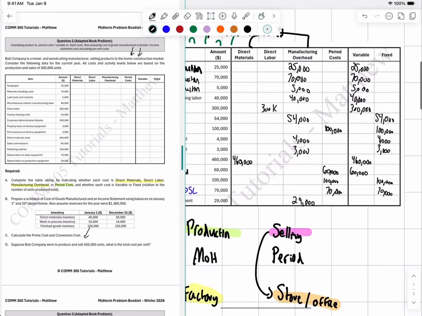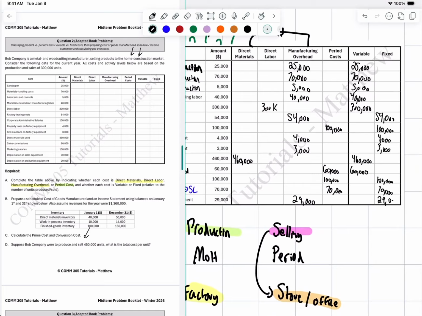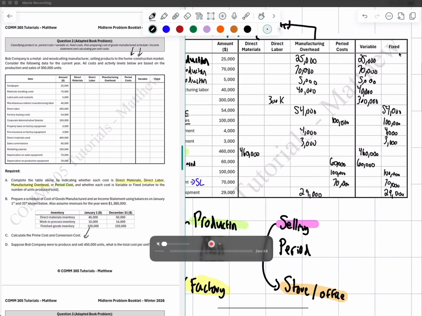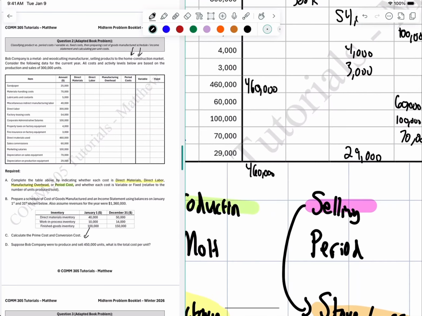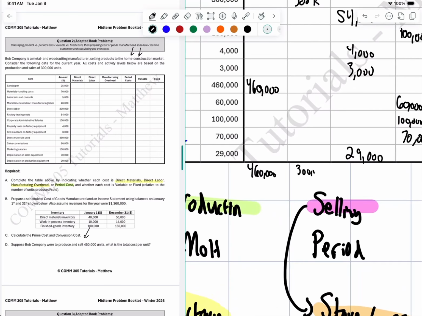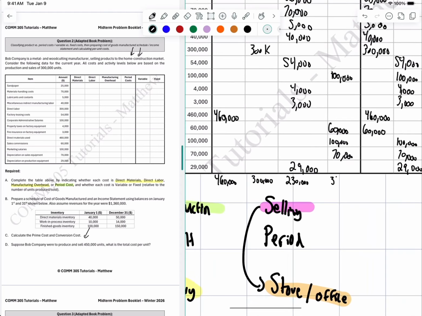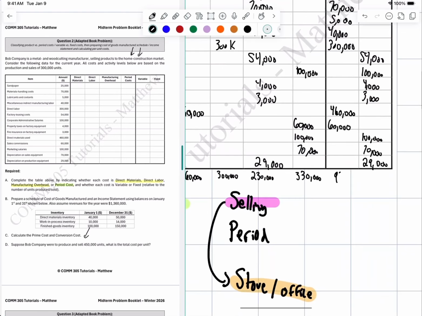Okay, and then, guys, depreciation, always a fixed cost. Okay, and just like that, guys, now 25 minutes in, we are now done dividing up the costs. All right, so now let's go get totals here. Let's do totals for each because they'll help us a little bit later. 460 for DM, 300 for DL, 230 for MOH, okay, 330 for period. It is 960 for variable costs, and it is 360 for fixed cost.